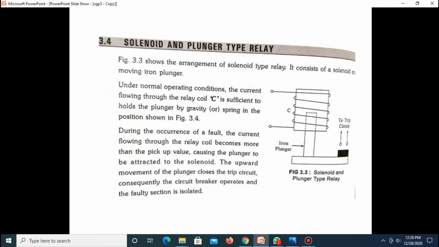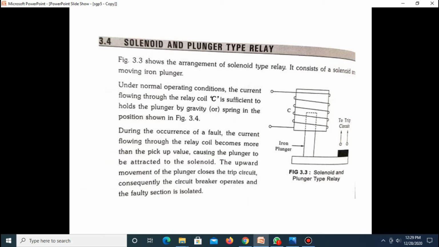This is the solenoid and plunger type relay. Here this is the solenoid, and we already know that the solenoid consists of n number of turns. When current passes through this coil, it is the healthy condition. Under normal operating condition, the current flowing through the relay coil C is sufficient to hold the plunger, by gravity or the spring, in the position shown in the figure.